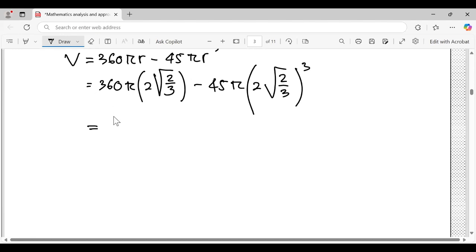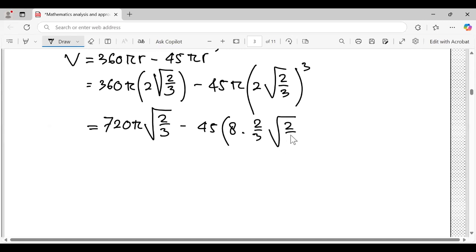2 times 360 is 720. Pi square root 2/3 minus 45 is a 2 cube 8, and then square root 2/3 cubed is 2/3 square root 2/3. 720 minus pi 2/3 minus 45 times 8 times 2/3 is 240.